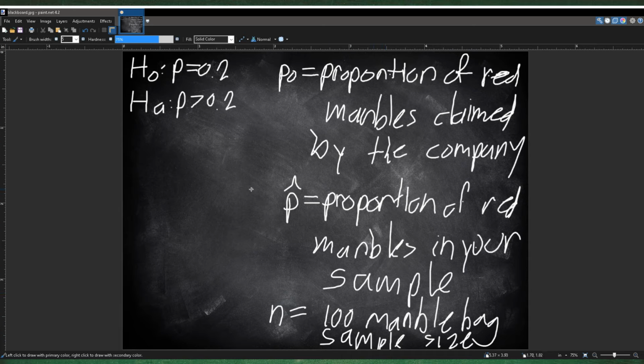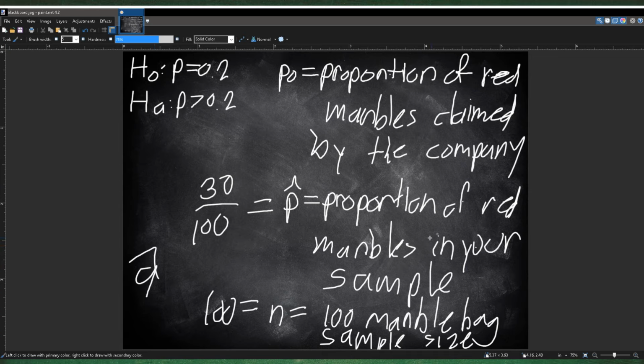You can also just give them the numbers, like n equals 100, where your p hat is equal to 30 over 100. Sorry about that, because you found 30 red. And then you can also write your q hat if you want, which is the proportion of marbles that are not red in your sample. So it's equal to 70 over 100. You can also write that down if you want. So you define your variables.